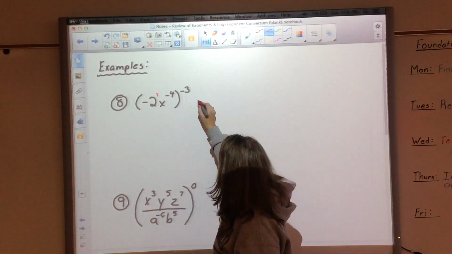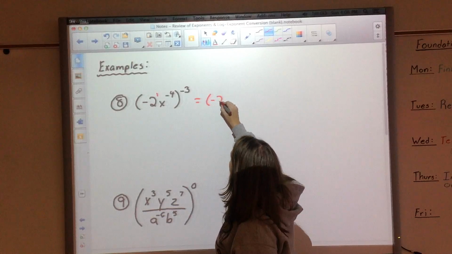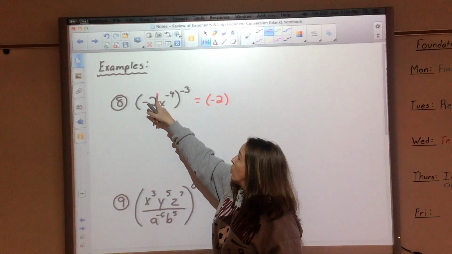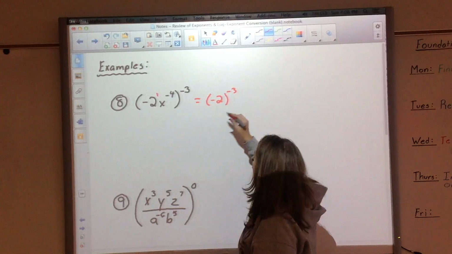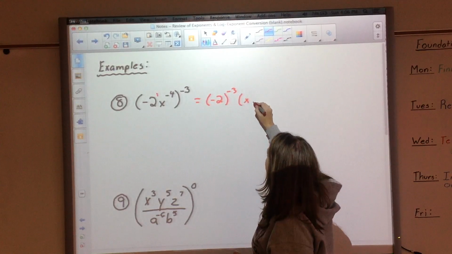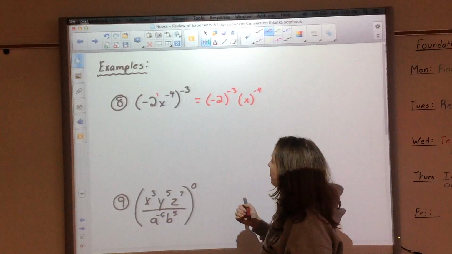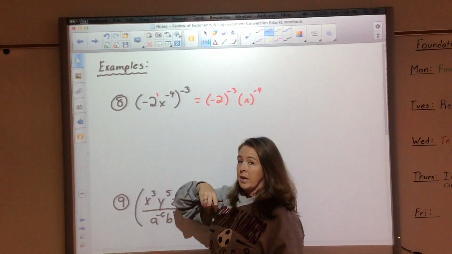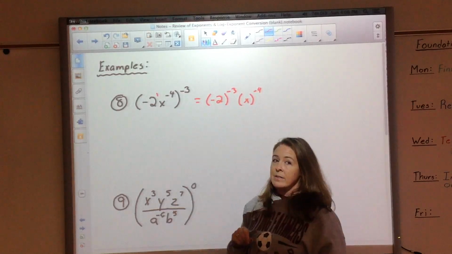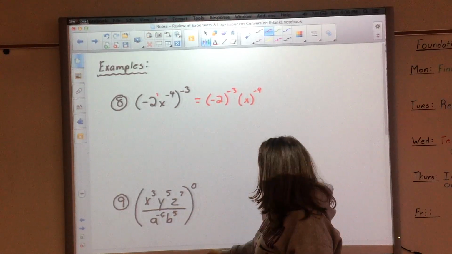So let's write it out. So if I take the negative 2 and I raise it to the 1 times negative 3 is negative 3, then I take this x and I raise it to the negative 4th power. 2 things in here making up this negative 2x to the negative 4th, both of them being raised to the negative 3rd power. Ooh, hey, that's wrong.